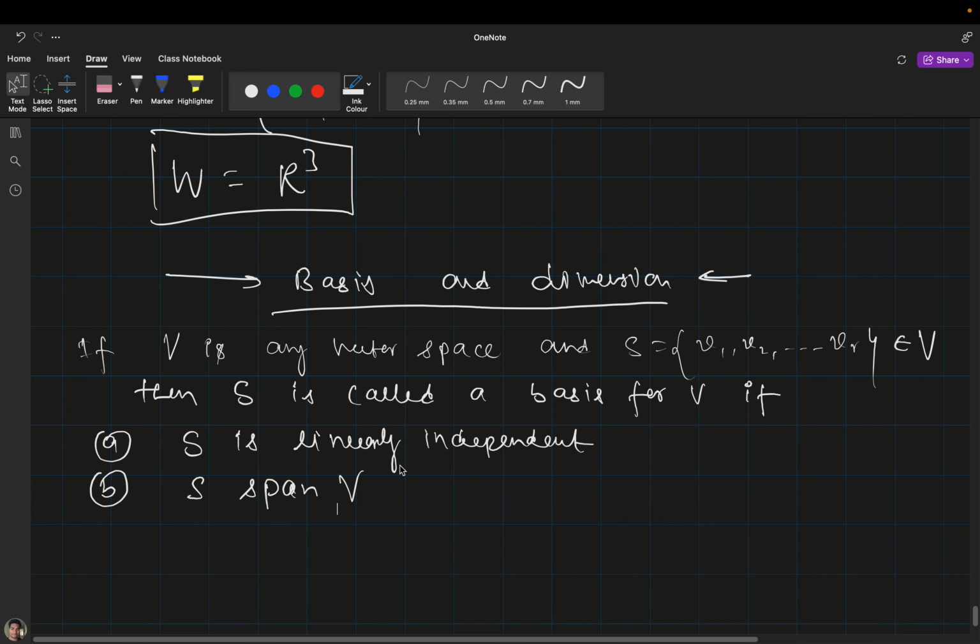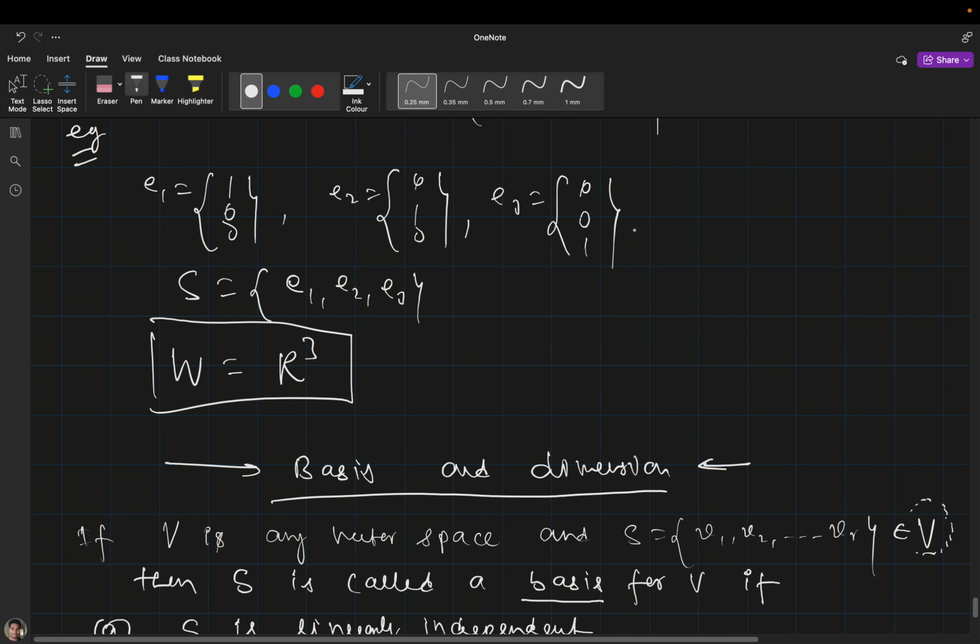It's fine. It is saying that from the vector space, just take some elements v1, v2, v3, ..., vr, and that set will be called a basis for V if all those vectors are linearly independent. And also that S must span V, which means that if you take all kinds of linear combinations, that must span V.